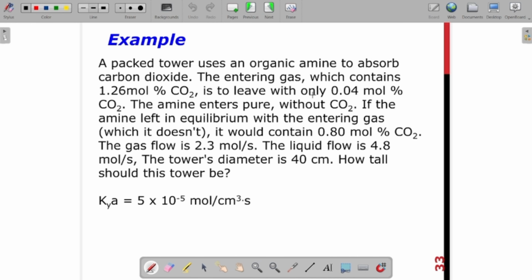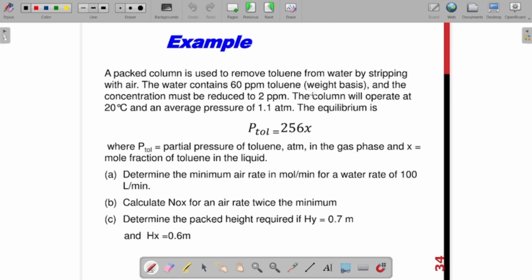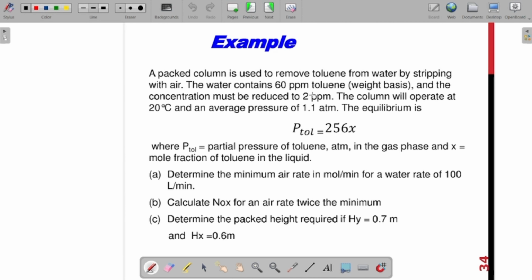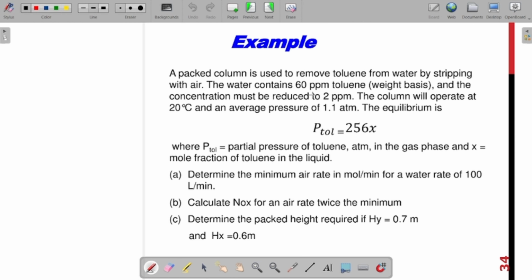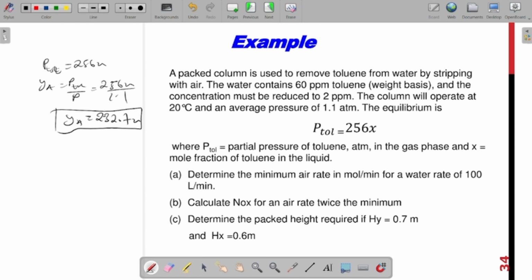Yes. Then this question was also very simple, which is a stripping column. So this stripping column gives us the partial pressure. They say P of toluene is equal to 256x. So if I want to find y, it's the partial pressure of toluene divided by the total pressure. Putting this over the total pressure of 1.1 atmospheres, this will land me 232.7x as the y. So I get it in terms of this one for the equilibrium.